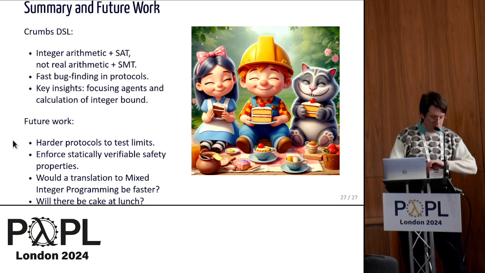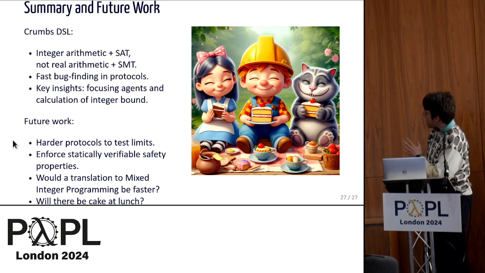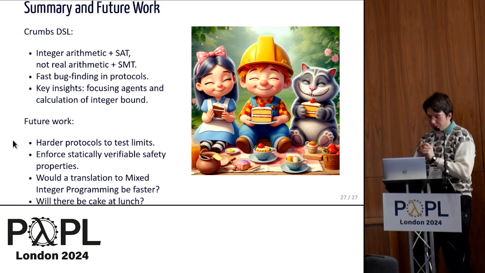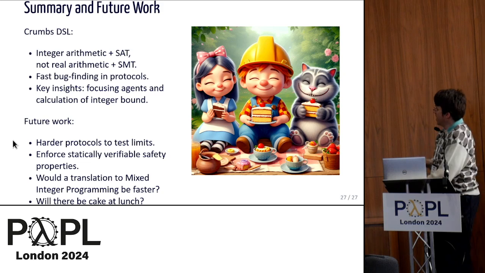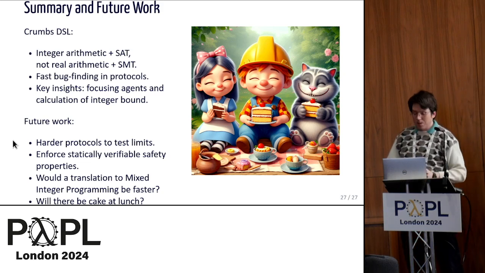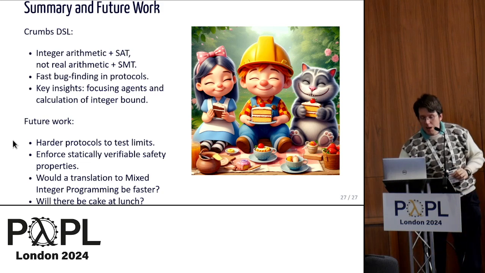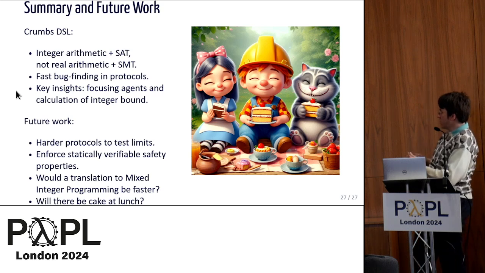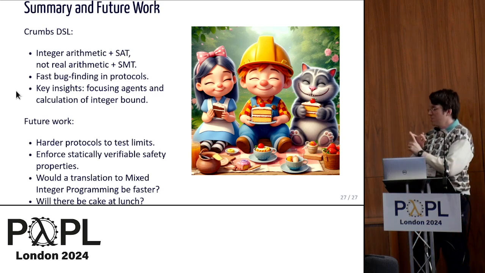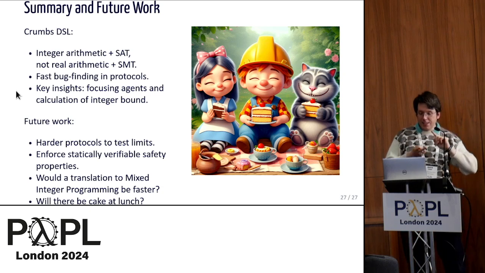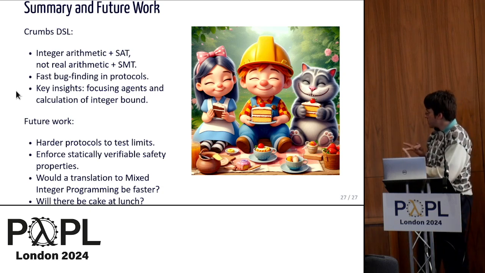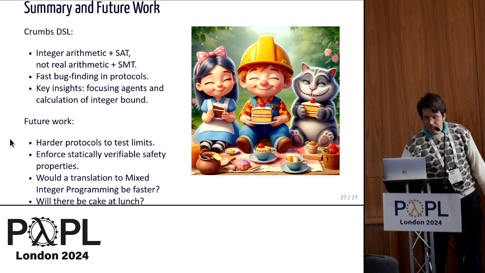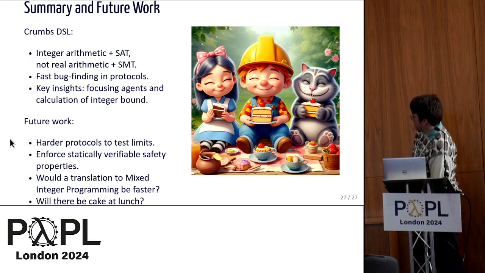So just to summarize and wrap up, in the Crumbs DSL, we used integer arithmetic and encoding into SAT, as contrasted with Slice that used real arithmetic and an encoding into SMT. It was fast for bug finding in protocols, and the key insights that led us to do this were focusing on an individual agent to split up the verification problem and calculating this explicit integer bound so we could use integer arithmetic rather than real arithmetic. In terms of future work, to test the limits of this, you'd really have to look at some harder protocols.